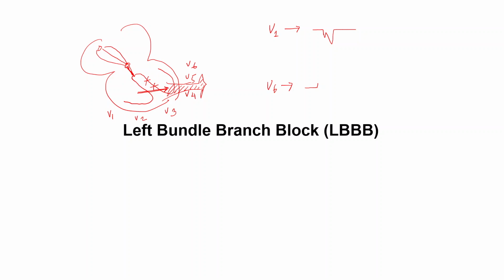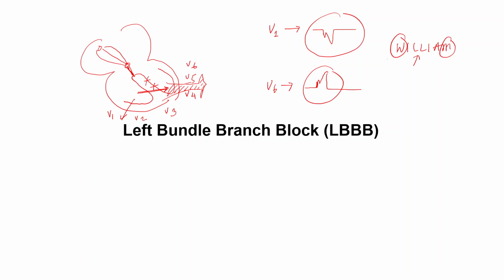In case of V6, the initial small positive wave was because of the septal depolarization. Then there will be a slight negative wave because of the right ventricular depolarization, followed by the prolonged left ventricular depolarization, which will be towards the lateral leads V5, V6. That will produce a tall positive wave. This we have already discussed previously also. So it will produce a W pattern in V1 and M pattern in V6, and you all know the mnemonic William: W in V1, M in V6, and L for LBBB.